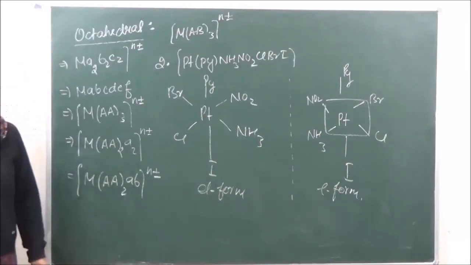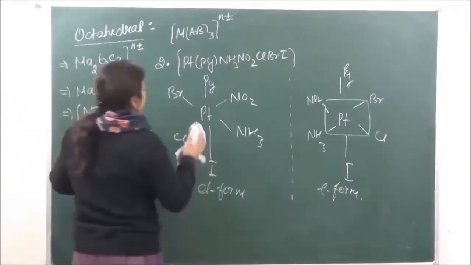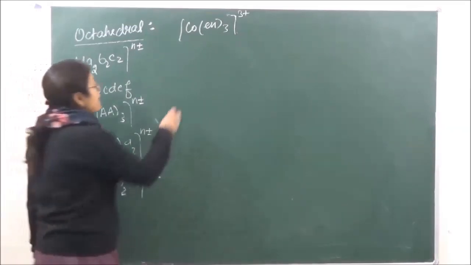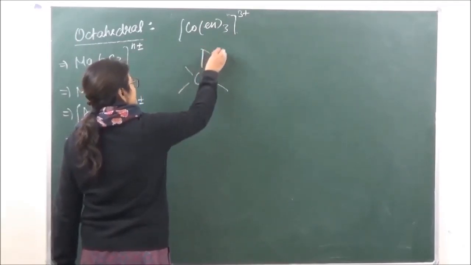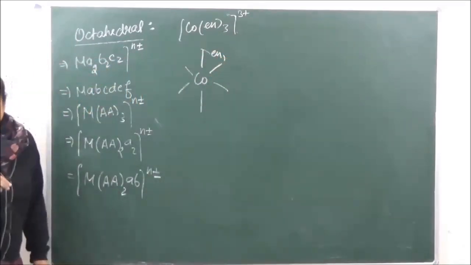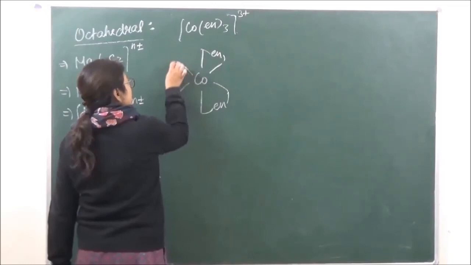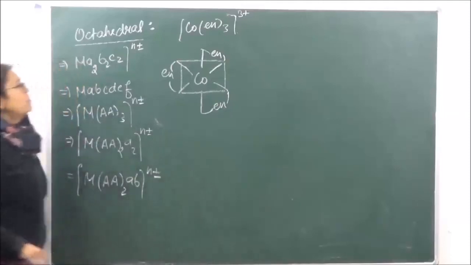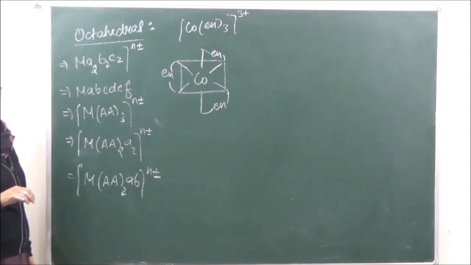Then the next example which we are going to take over here is that of the type M(AA)3. This example we will take is cobalt trisethylene diamine. Okay, so let's see. We have cobalt. Draw the 6 positions. Let's say we have one ethylene diamine which is satisfying this position, then we have one satisfying this, and we have one which is going to satisfy this. So this is the structure of trisethylene diamine cobalt(III) ion.